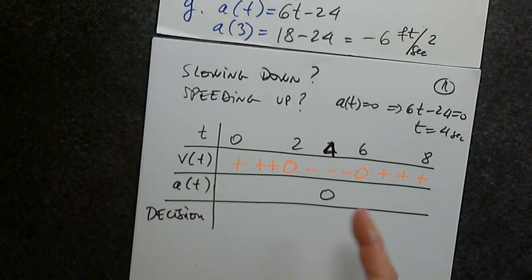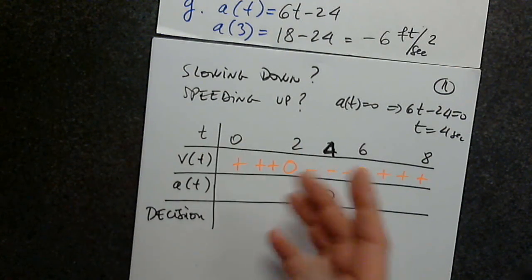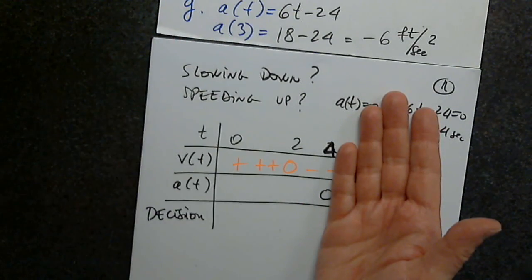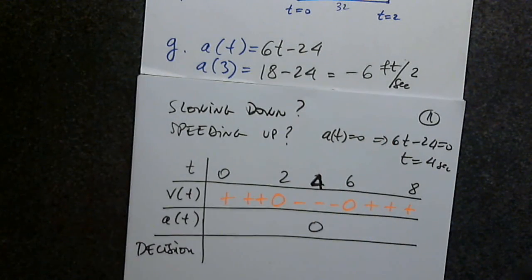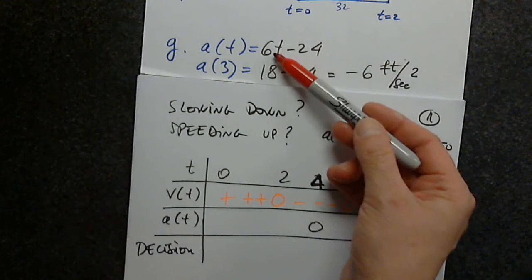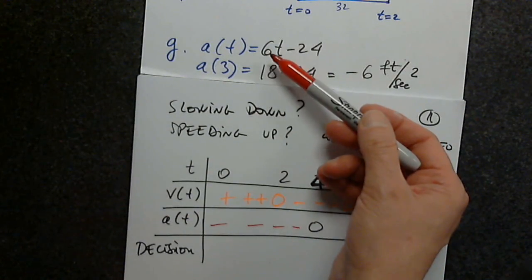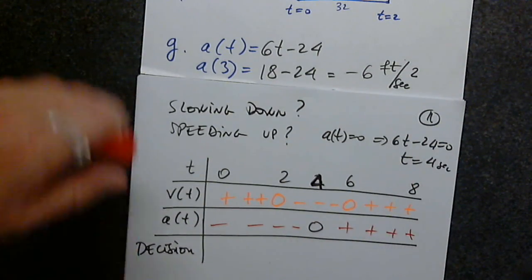Tell me the sign of the acceleration when you plug in 0, a number to the left of 4. What is the sign of the acceleration? When I plug in 0, negative. And when I plug in 8, 48, yes. Okay, perfect.